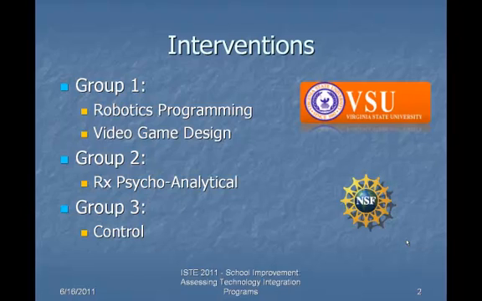Basically, to assess the knowledge, we have used some interventions in our program. In our program, we have basically three groups of students that we deal with. Out of 240 total participants, about 80 of them are being trained in robotic programming and video game design. A second group is being trained using RX psychoanalytical interventions such as the Raven test, and a third group is kept with no training as a control group.